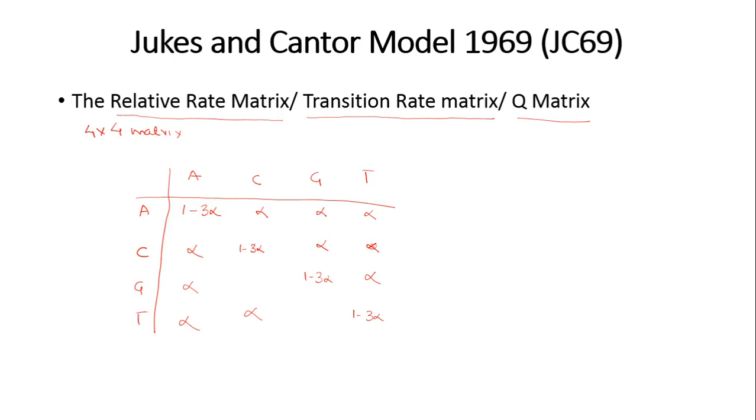So in this way, what we have generated right now is a relative transition matrix. Okay, so all these 12 values, 1, 2, 3, 4, 5, 6 and 1, 2, 3, 4, 5, 6, in the matrix correspond to the transitions that occur by substitution. And 1 minus 3 alpha is the remaining chance of not having such a transition.